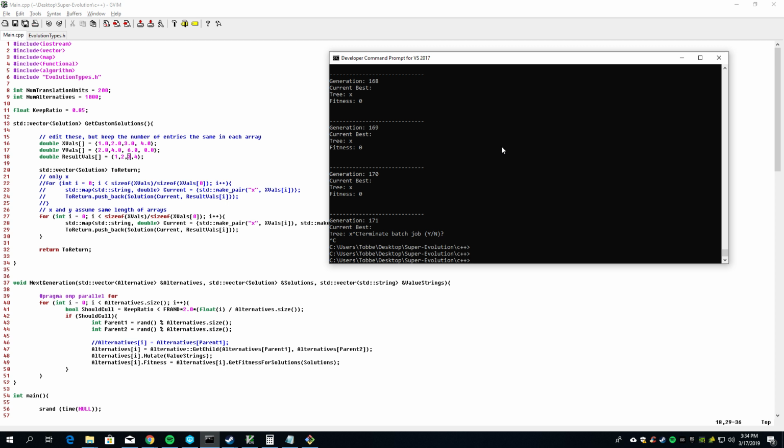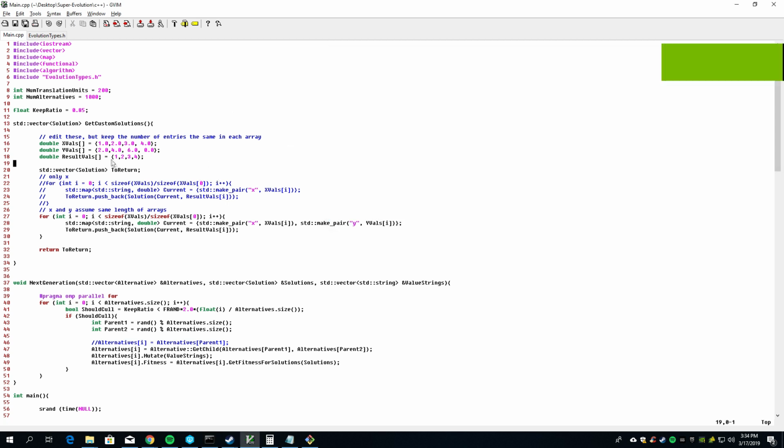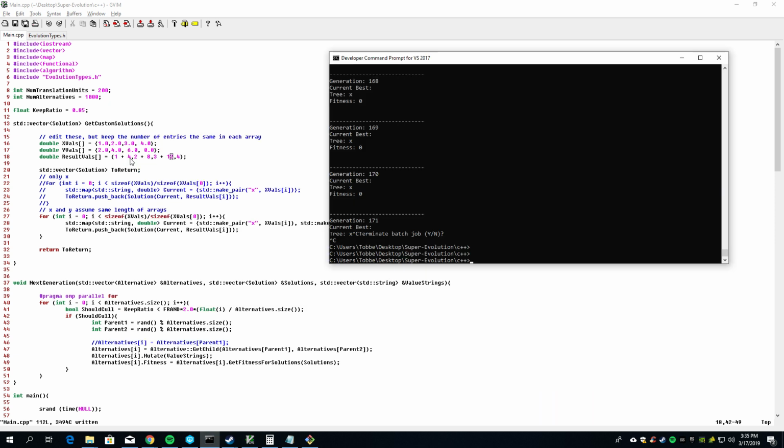Let's try something a little more interesting, for example result equals x plus 2 times y. So that would be 1 plus 4, 2 plus 8, 3 plus 12, and 4. Let's run that instead, saving it and running it, and we expect that we will find this.